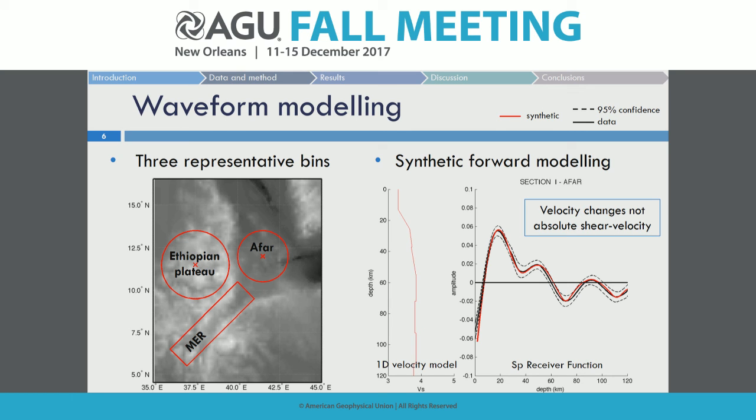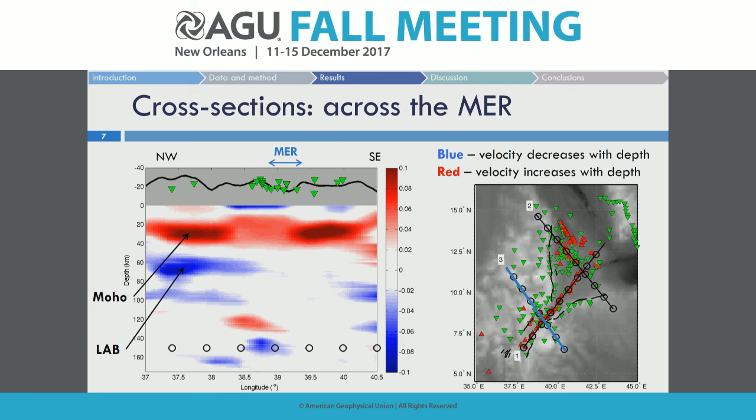What is important to remember is that I'm not looking at the absolute shear wave velocity, I'm looking at the velocity changes. Coming back to S-to-P receiver functions, usually we show them as cross sections, so that's what I'm going to do now. It's a red, white, blue picture with blue features meaning velocity decrease with depth, and red features velocity increase with depth. So in this region across the MER over here, we have 2 main features, a red feature here that I interpreted as a Moho.